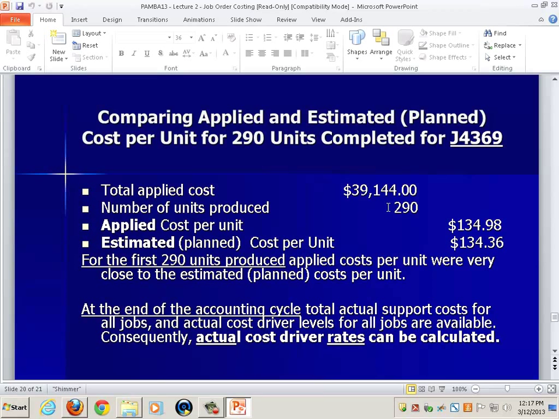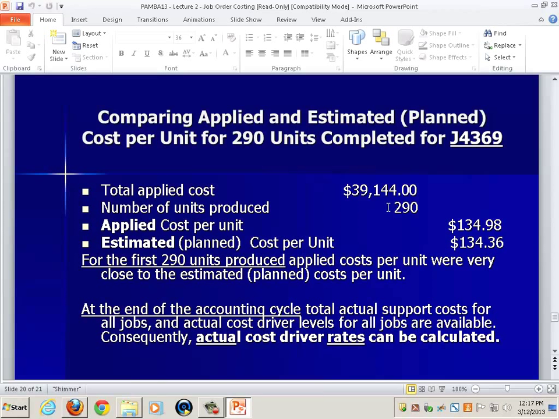Because you delivered only 290 units, you still have a lot of units to deliver until you get to 1,500, right? So you have time to correct things. If you wait until the end, you won't have time to correct things. You just have to say, oh, I did well, or oh, I screwed up, right?